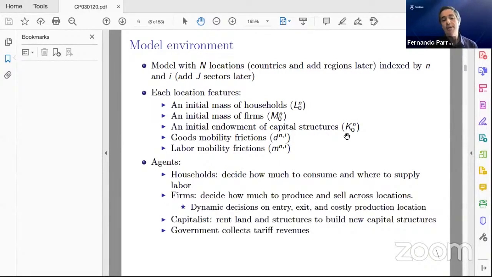So in the model, there are going to be several agents. There are going to be households that decide how much to consume and where to supply labor. There are going to be firms that decide how much to produce and sell across locations. And crucially, they're going to make dynamic decisions on entry, exits, and production location. There are going to be capitalists that are going to rent land and structure to build new capital structure. And there is going to be a government that is going to collect tariff revenues. So in what follows, I'm going to briefly go over the decision of each of these agents.